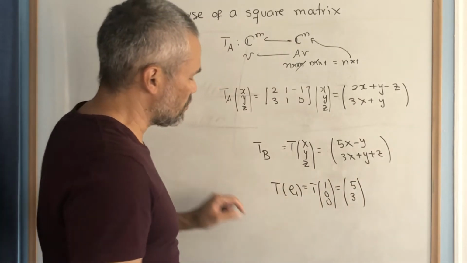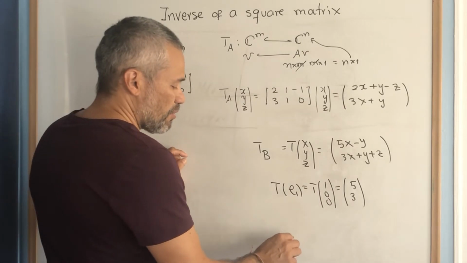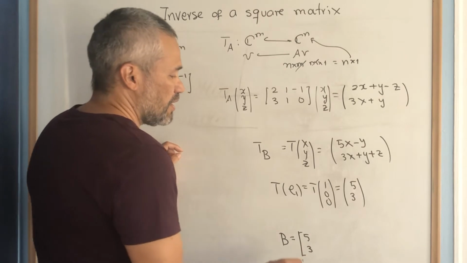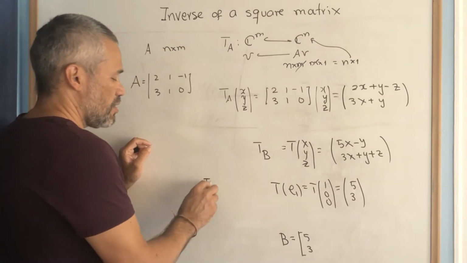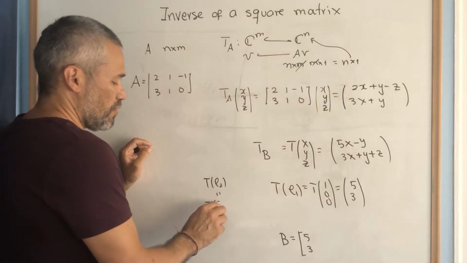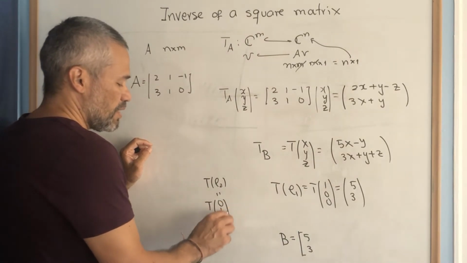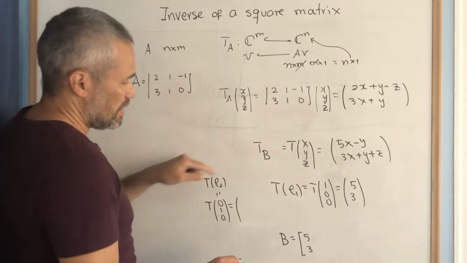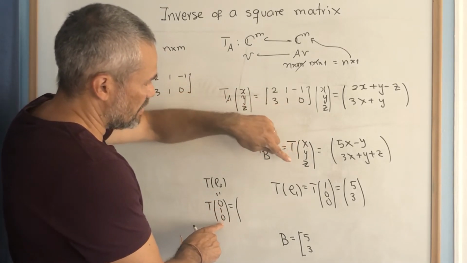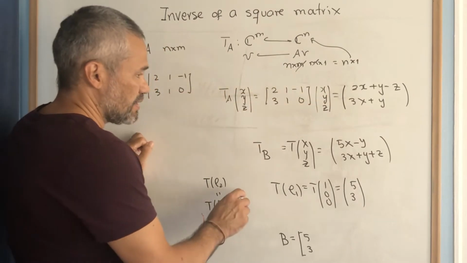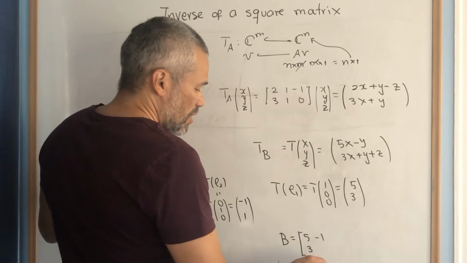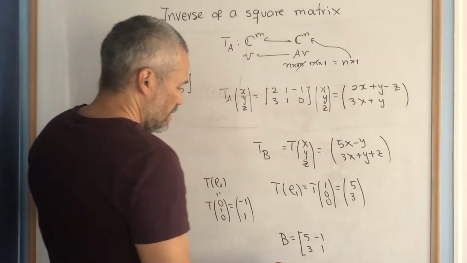And this vector produces the first column of B. And we have 5, 3. T of E2 is T of 0, 1, 0. And this is x equal 0, y equal 1, z equal 0. Then we get negative 1, 1. And this is the second column of B.